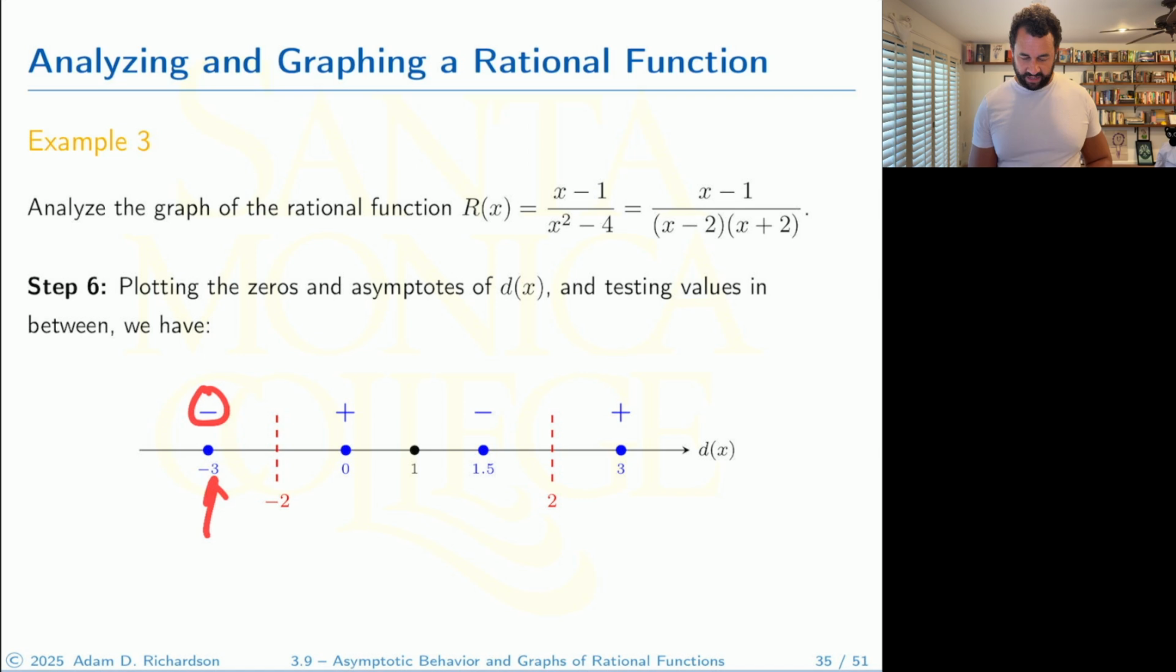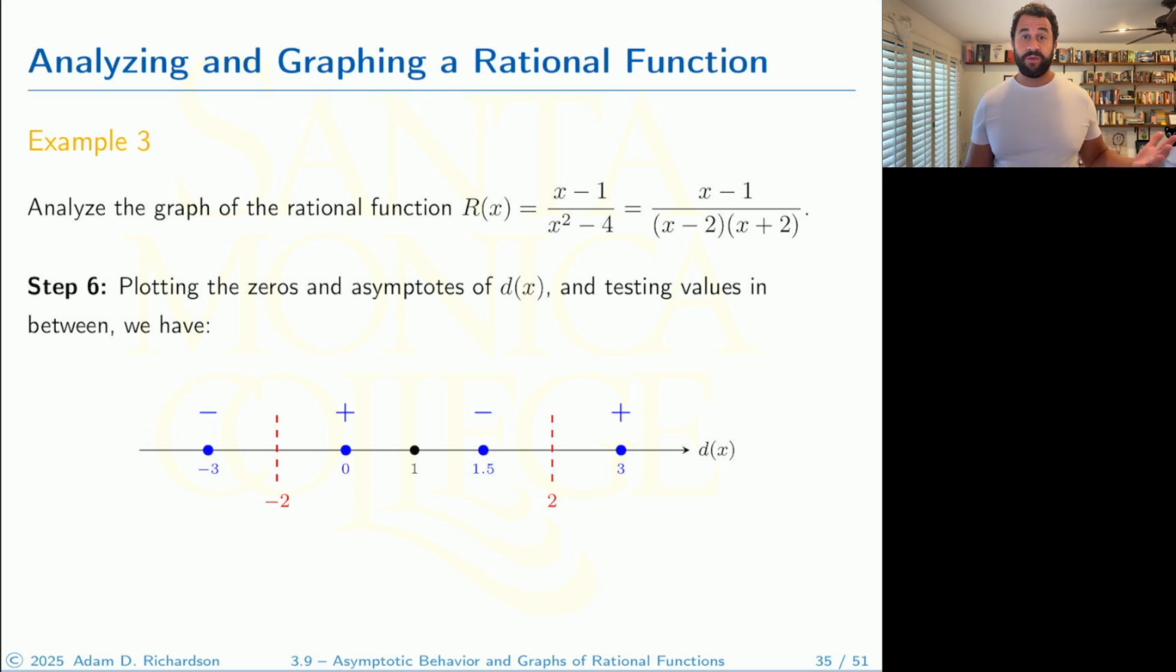Test this point, we get a negative. Test this point, we get a positive. Test this point, we get a negative. Test this point, we get a positive. So this is telling us where our graph is going to lie with respect to the polynomial asymptote. In this case, d of x is just equal to the x-axis, the line y equals 0.